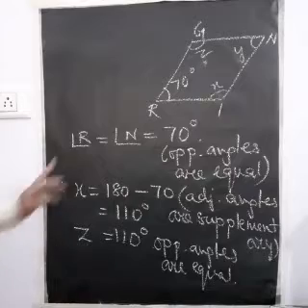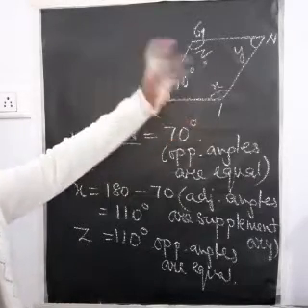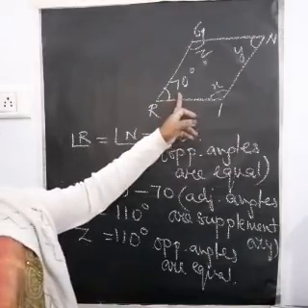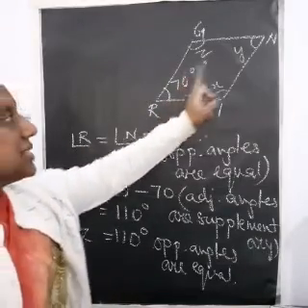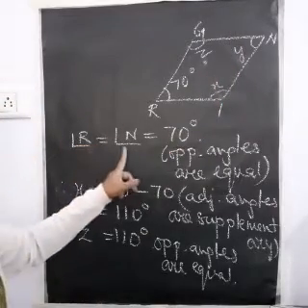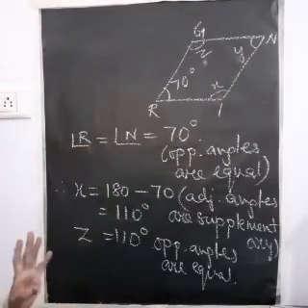Okay, they have given only one value, 70, and they asked you to find the remaining angles. Now for that we know that opposite angles are equal. So if this is 70, naturally this will be 70. That is what we have got. Angle R equal to angle N equal to 70 degrees.